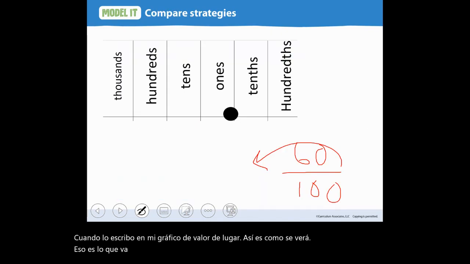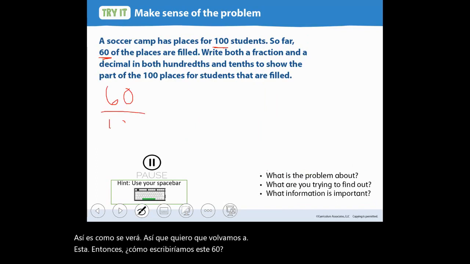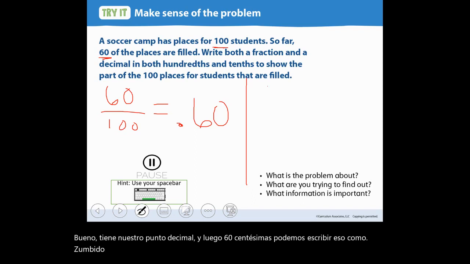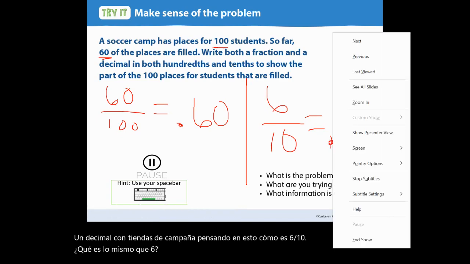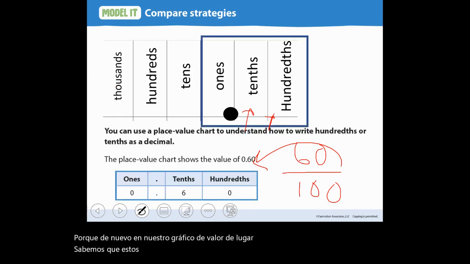So I want us to go back to this one. So how would we write this 60 hundredths as a decimal? Well, it's got our decimal point and then 60 hundredths. We can write that as a decimal with tenths by thinking about how this is 6/10, which is the same thing as 6/10. Because again, in our place value chart, we know that these two place values are what we're looking at.